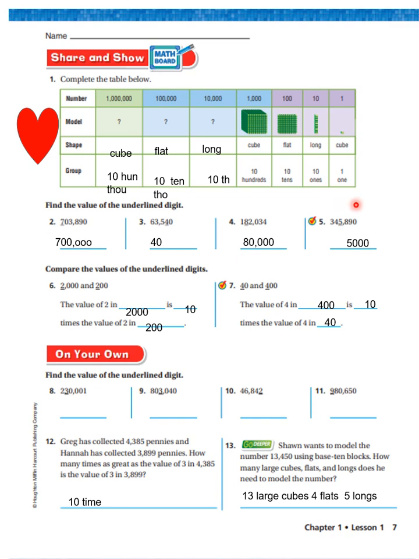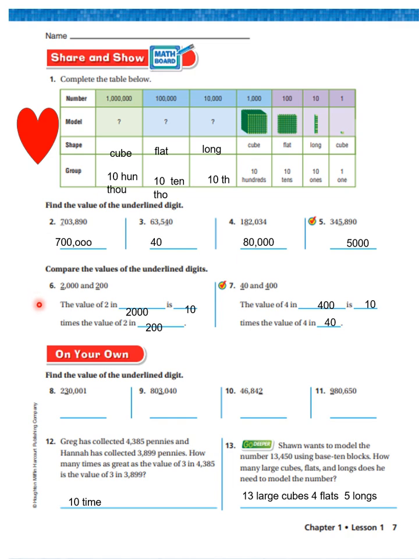345,890. What is the value for the 5? 5,000. Boys and girls, if you had a problem with those, what I need you to do is go back to the slide before with the place value chart. Practice writing numbers and reading the numbers in the place value chart.